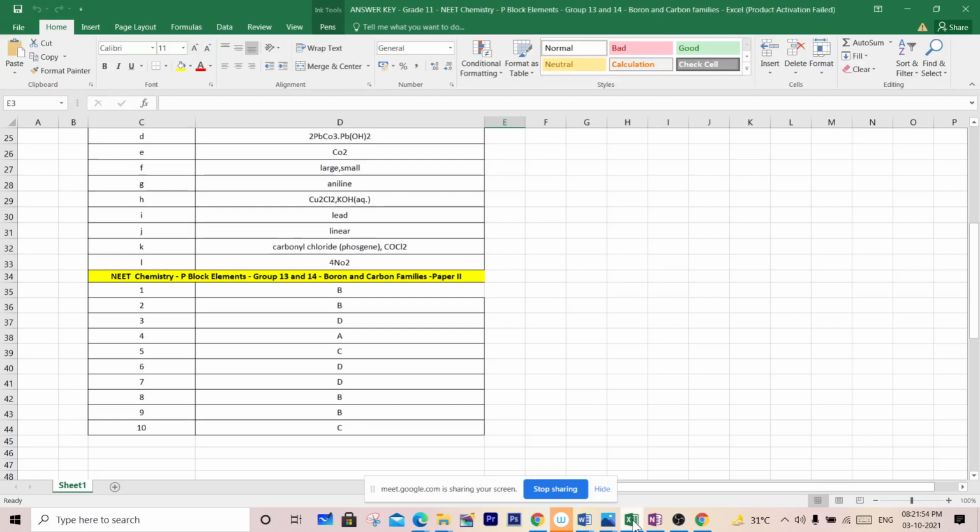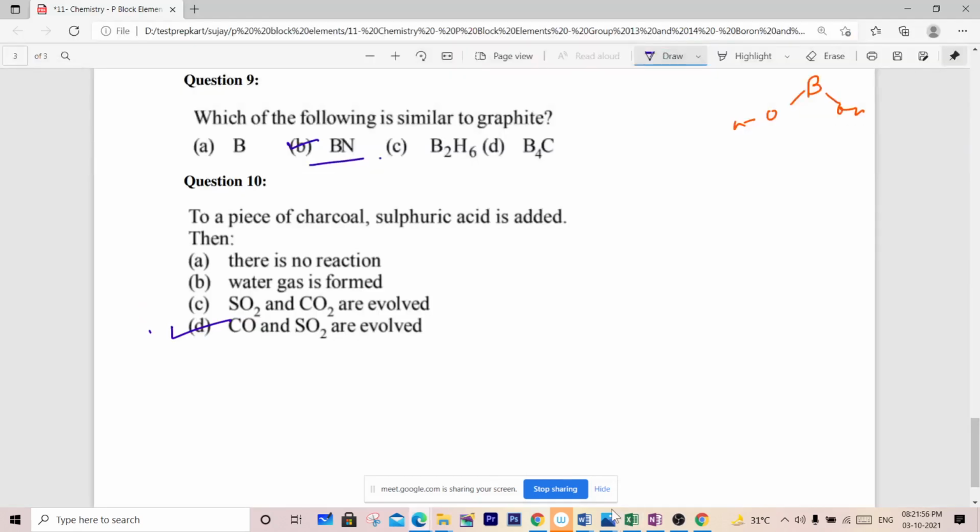SO2 and CO2. Option C, correct answer. Just note it down.